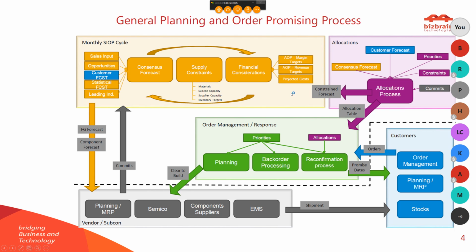As a supply constraint, we get a constrained demand here. And this constrained demand, in principle, becomes an allocation. Allocation means the amount you can supply to a customer. And this allocation process gets fed to the order management system.